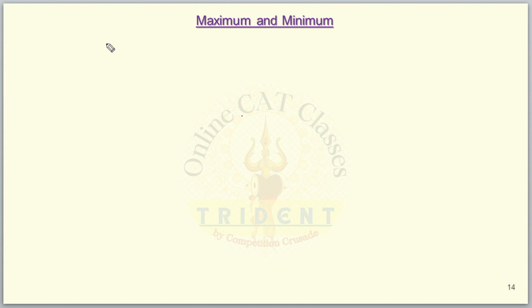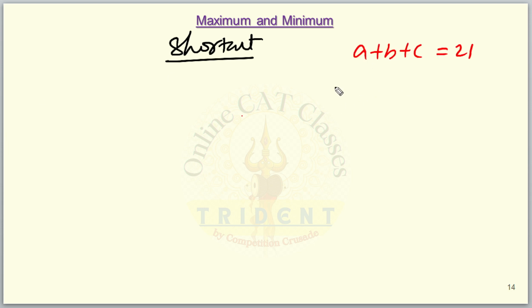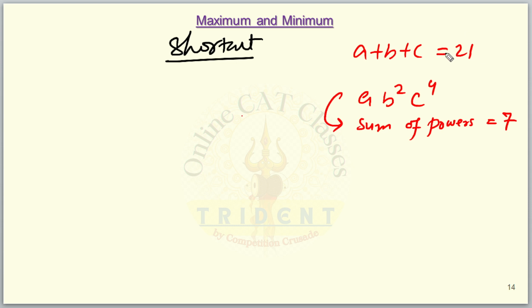Now let me tell you the shortcut for this. There is a shortcut because these are not very difficult. So the shortcut says, remember that we were given a plus b plus c as 21, and we had to find out a, b square and c to the 4. Now at this point, tell me the sum of the powers. That is equal to 4 plus 2 plus 1, which is 7. Divide this 21 by 7. That is going to be 3. Divide the sum of terms by the sum of powers. And we can directly write.